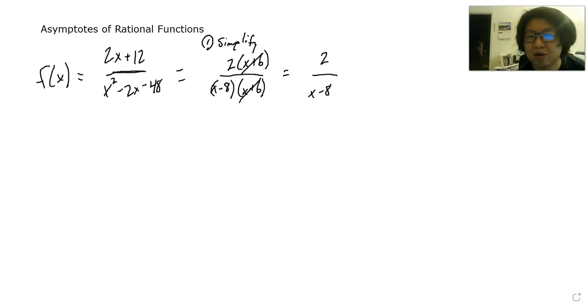Last time we talked about how x equals negative 6 is the factor we canceled out, and that gives us the hole's coordinates. But what about this x minus 8? Remember, we said that when the denominator is 0 in a rational function, that's where the function is not defined. This actually gives you the vertical asymptote. Specifically for this example, the vertical asymptote is where x equals 8. That's what I solved for x there.